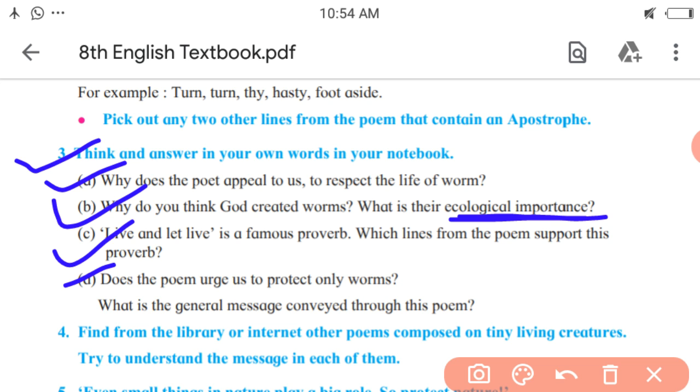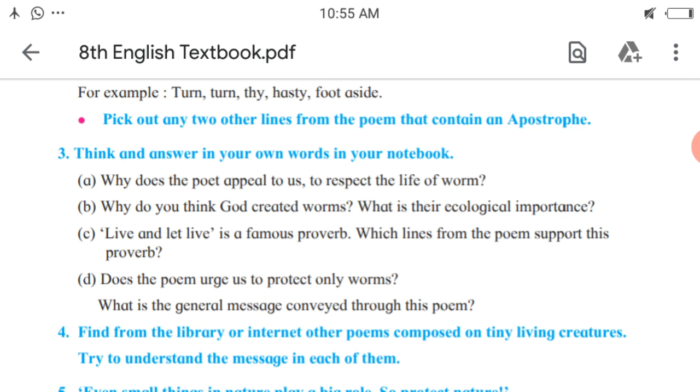So here, the poet is not only urging us to protect the worms, but also all the other living beings. And what is the general message? That is, God has gifted the life, whatever life period they may have. God has gifted them their freedom, so we must let them enjoy. We must not take away the life purposefully or carelessly, which we can't give. So this is the message of the poem.